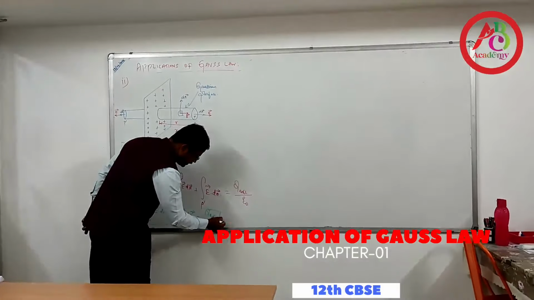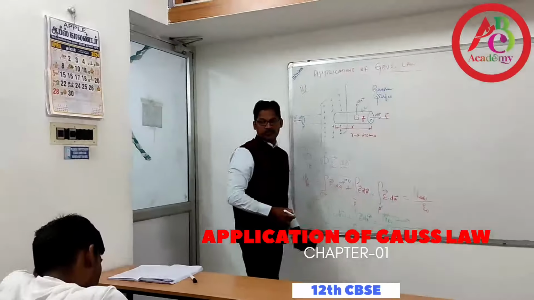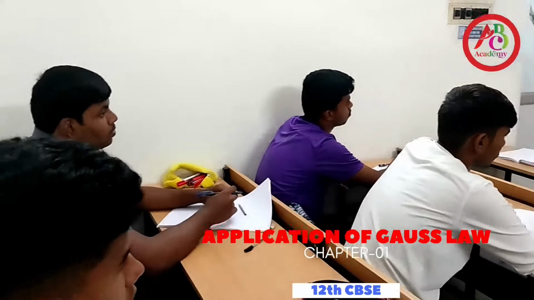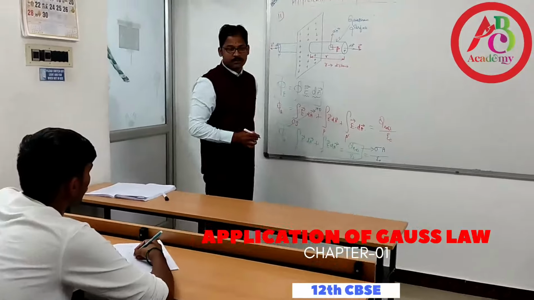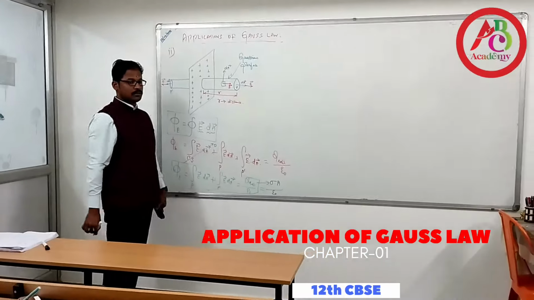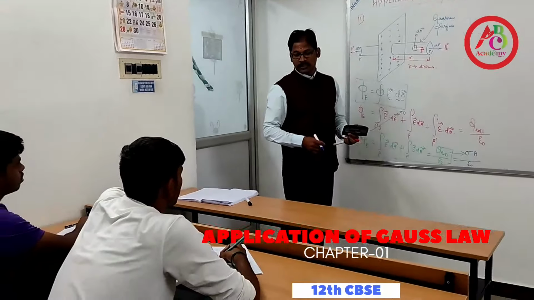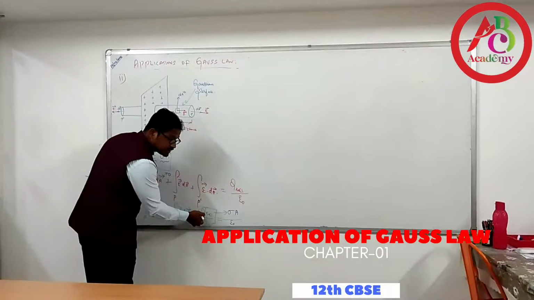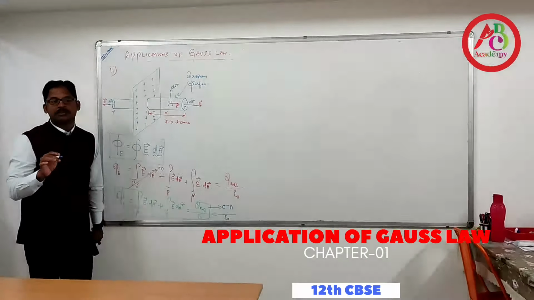What will be the formula? Anybody? Senthil? For Q enclosed, what will be the formula? Sigma A, as I said, sigma A into epsilon naught. Correct? What is sigma? Surface charge density. Right. So Q enclosed, the surface charge density for my enclosed surface, is nothing but sigma A divided by epsilon naught.